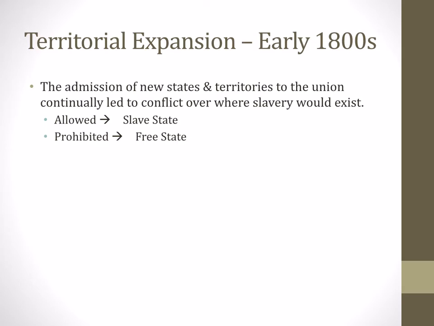So the admission of new states and territories into the Union continually led to a conflict over where slavery could exist. If slavery was allowed, it was known as a slave state. If slavery was prohibited or not allowed, it's known as a free state.